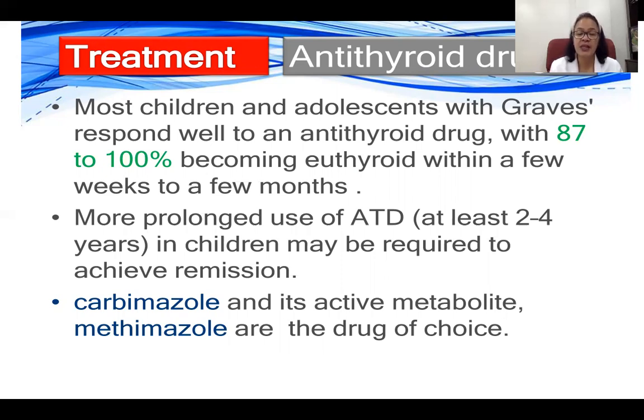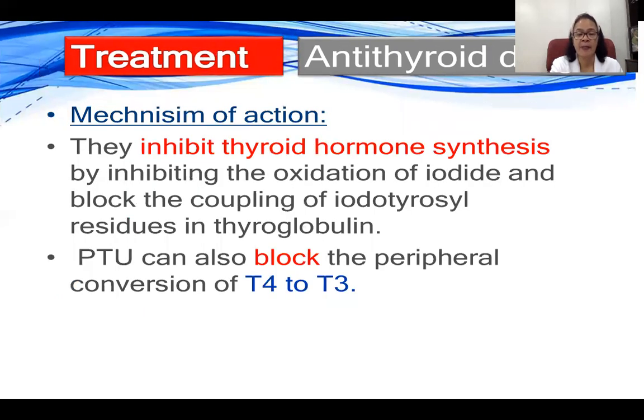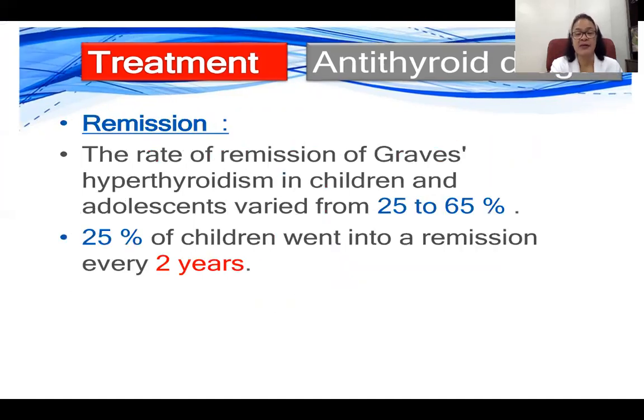And carbimazole and its metabolite methimazole are the drugs of choice in treating these patients. So what could be the mechanism of action? They inhibit thyroid hormone synthesis, of course, by inhibiting the oxidation of iodide and blocking the coupling of iodotyrosyl residues in your thyroglobulin. Whereas propylthiouracil can also block the peripheral conversion of your T4 to T3.